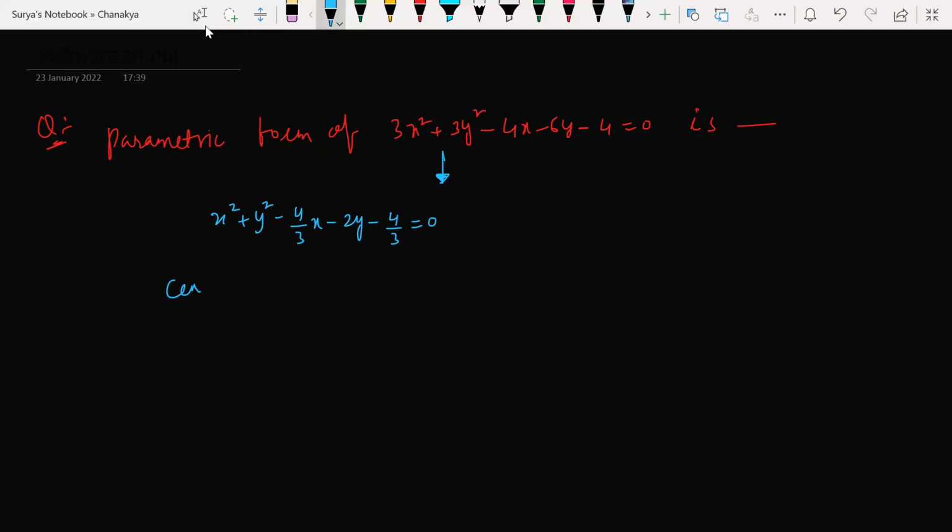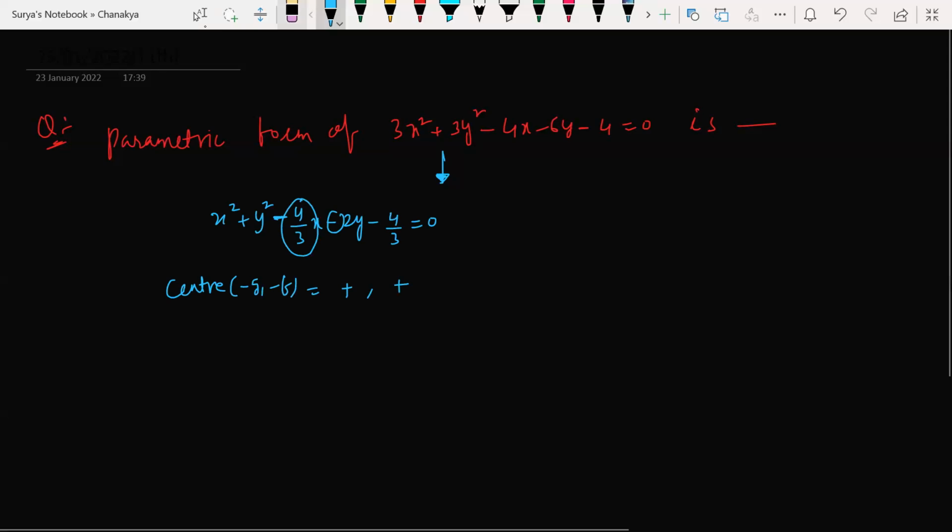What is the center? Minus g comma f, right? It is half of this. If it is minus, your center will be plus here. So what is half of 4 by 3 comma 2? Am I correct? 2 by 3 comma 1 is the center.